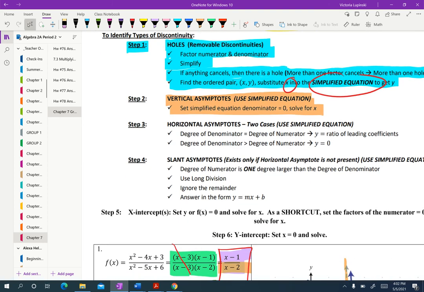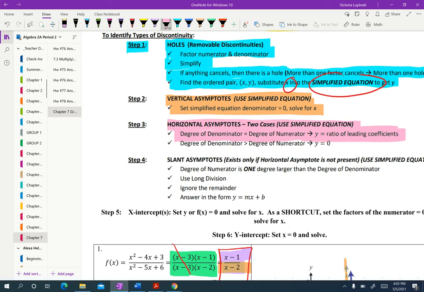There are 2 rules that we're going to use. We've seen one of them formally. The other one we've kind of only seen informally. So here for these horizontal asymptotes, we are going to do either one of the 2 cases. You have to compare the degree of the denominator with the degree of the numerator. If they happen to be equal, then your y equals the ratio of the leading coefficients.